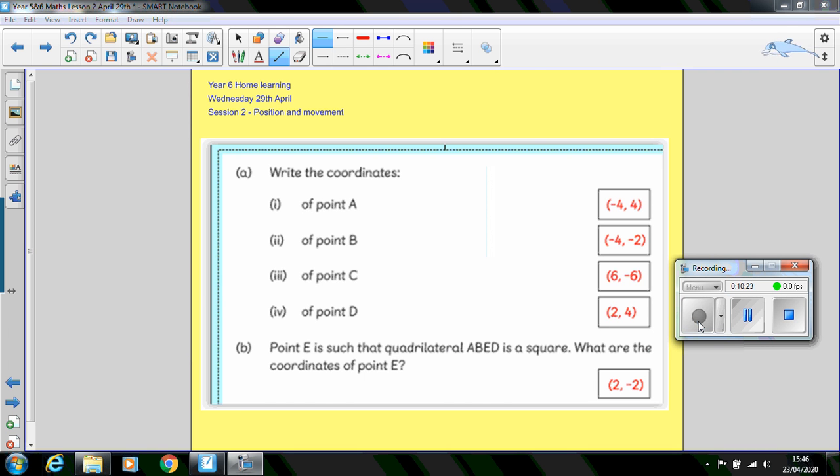Okay, and here are the answers. You can check those. If you want to look at this one again, you'll have to go back in the video and see where this point would be. I can't fit both of them onto the screen today.